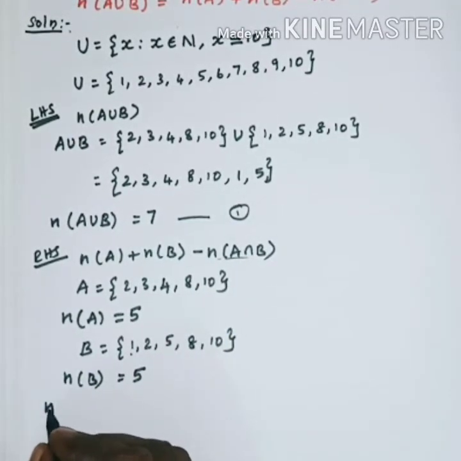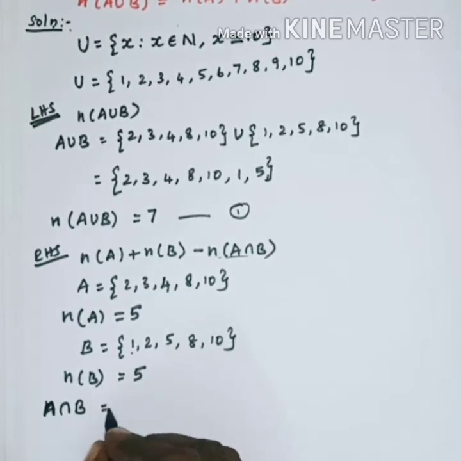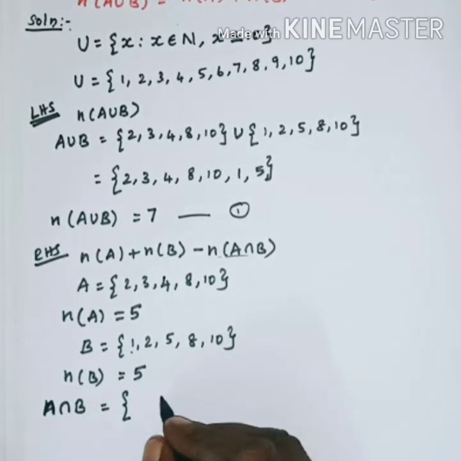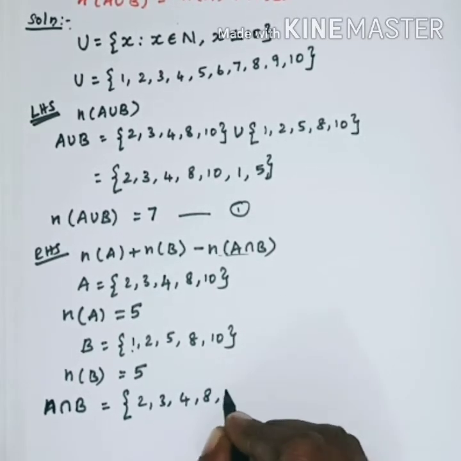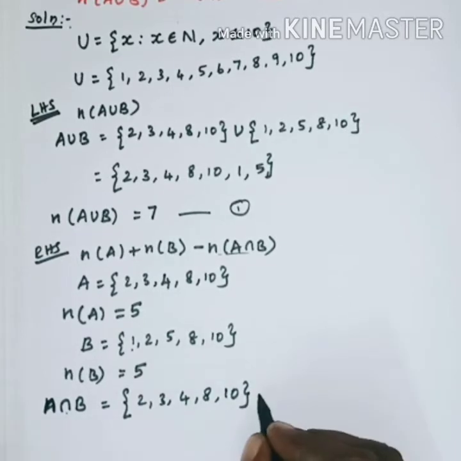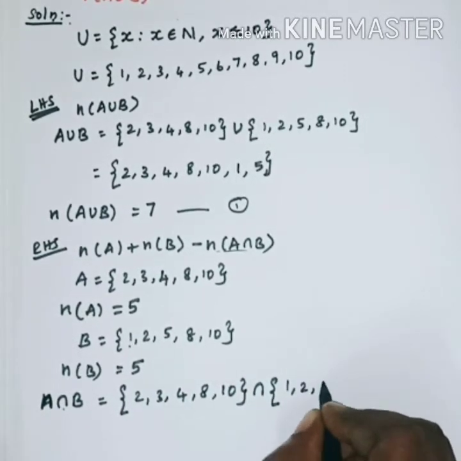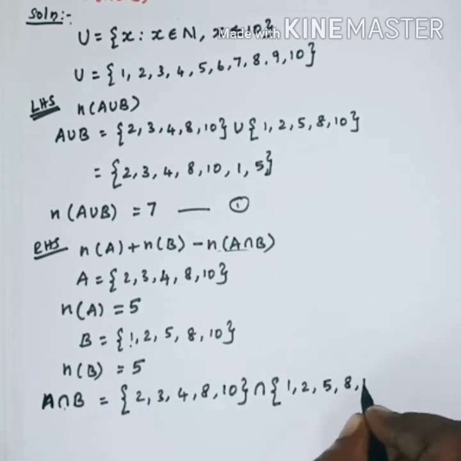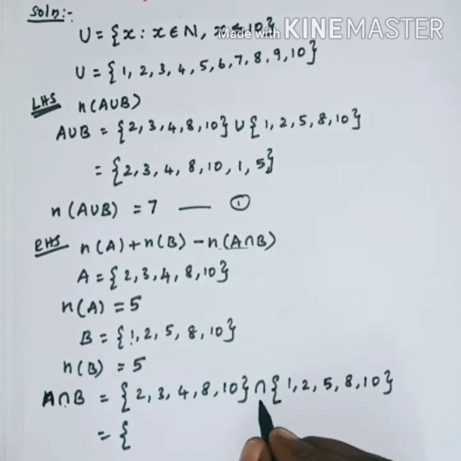Next we have to identify n of A intersection B. For that you have to find A intersection B first. The set A is given by {2, 3, 4, 8, 10} and put the intersection symbol, and then the set B is given by {1, 2, 5, 8, 10}. Now we have to write the common elements in both the sets.